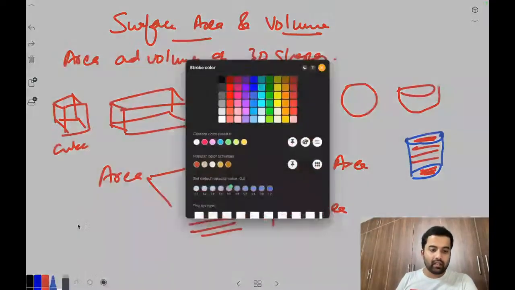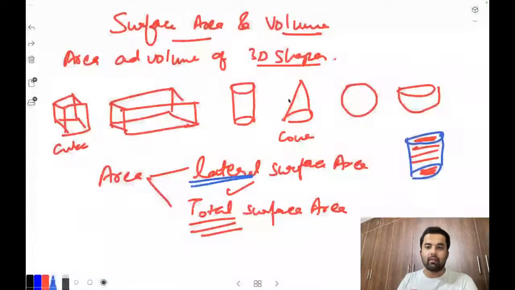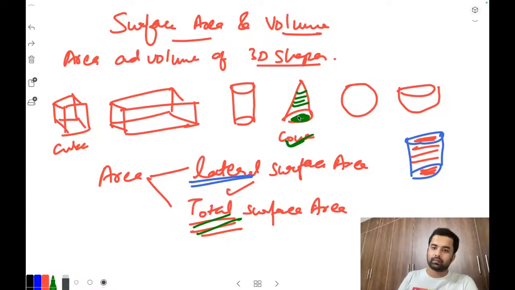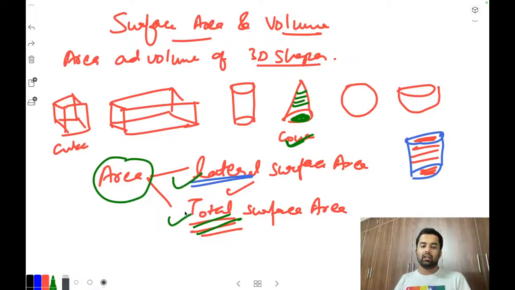Same way, let's take a different example. Suppose we take a cone, this shape. If you talk about the lateral surface area, we'll discuss only the side part. And if you have to include the total surface area, the circle below will also be included. Like this way we have to figure out the area regarding lateral and total.